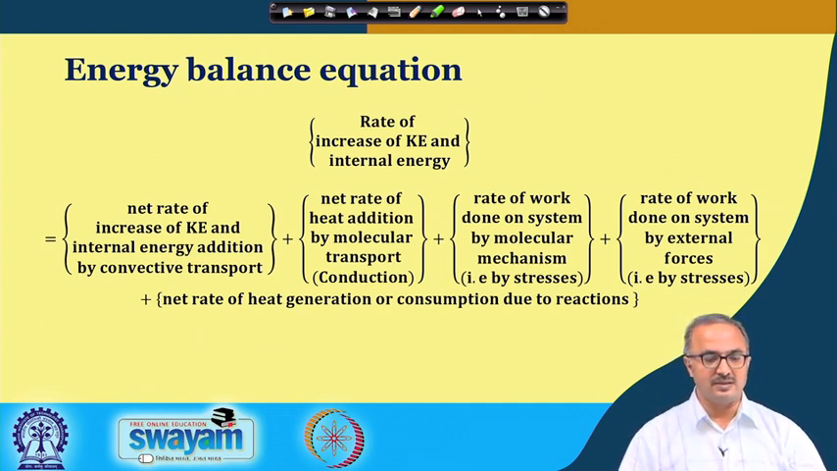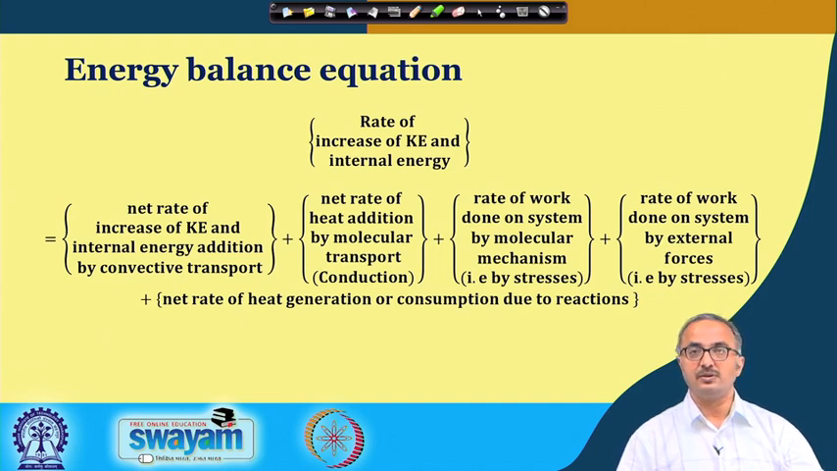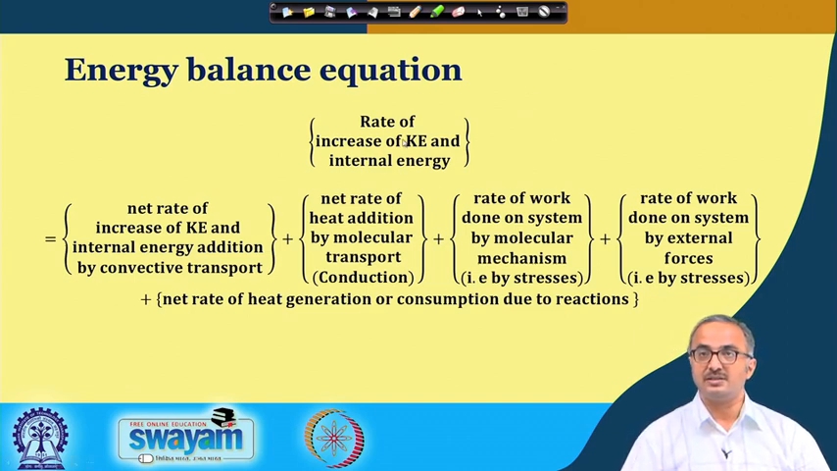Okay. Now this energy balance equation is similar to the one we have studied for the momentum balance or the mass balance. Here you see that the net change in the energy of a particular system is given by the net energy coming into the system due to convection, then net energy addition by molecular transport, or what we call conduction, then the rate of work done by molecular mechanisms like stresses, the rate of work done by the external forces, and the net heat generation or consumption due to reactions.